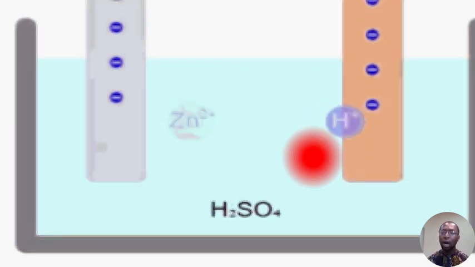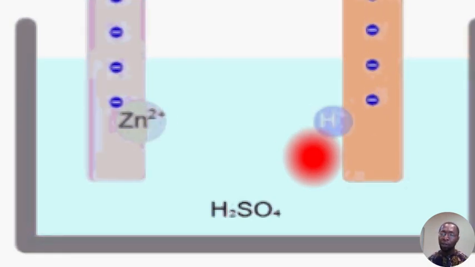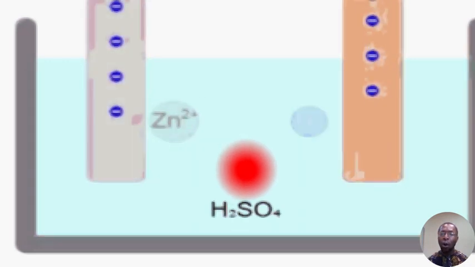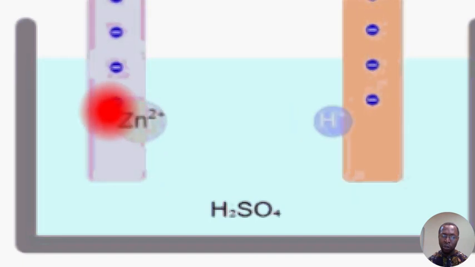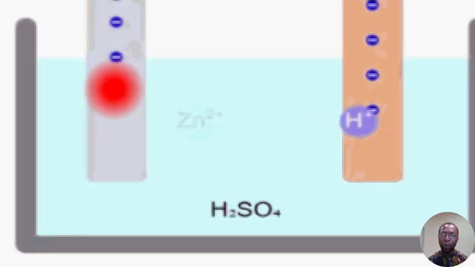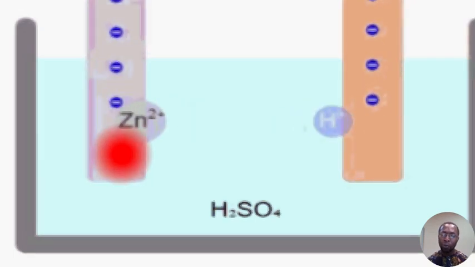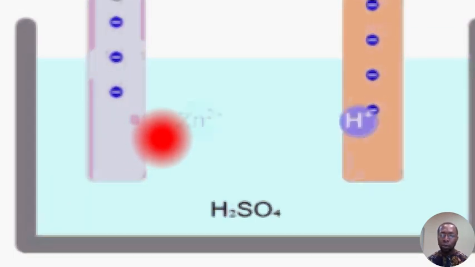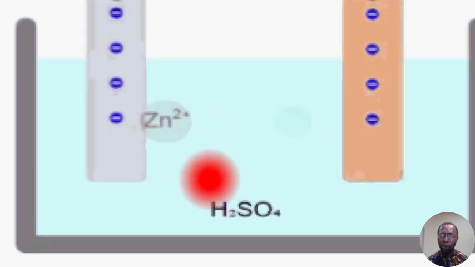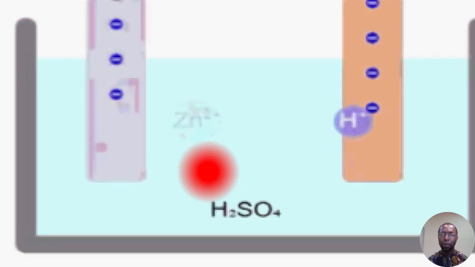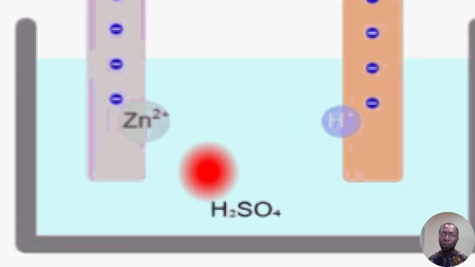The second problem or defect of this cell is called the local action. The local action occurs as a result of the impurities in this zinc electrode. If the zinc electrode is not a pure one, maybe it has some impurities, these impurities go into the electrolyte, react with the electrolyte, and stop the working of the cell. Now, how can this problem be solved?